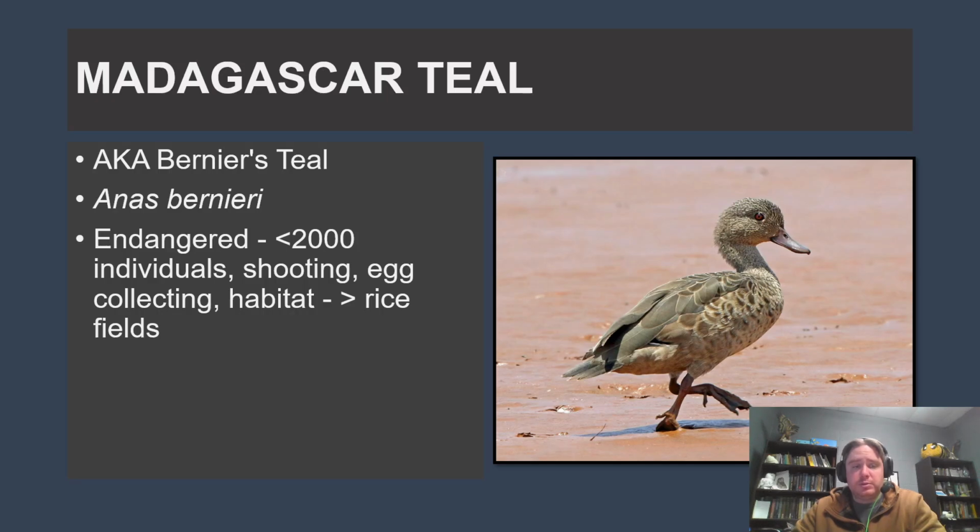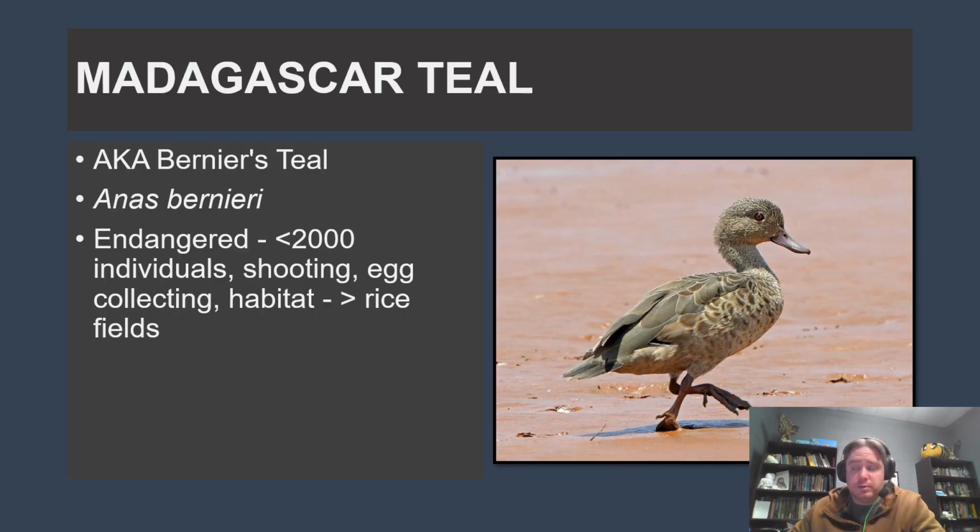The Madagascar teal, so this is more commonly called Bernier's teal. So it is from Madagascar, but if you were to Google this species and you type in Madagascar teal, it's usually going to show you Bernier's teal instead. So it's Anas bernieri. It is an endangered species with less than 2,000 individuals remaining in the population. Some things that have affected this species are hunting, egg collecting, and habitat conversion into rice fields.